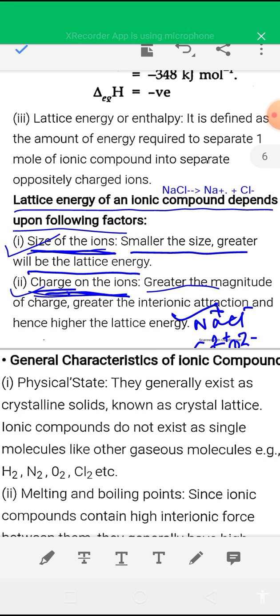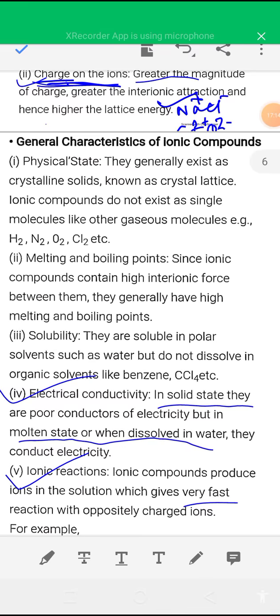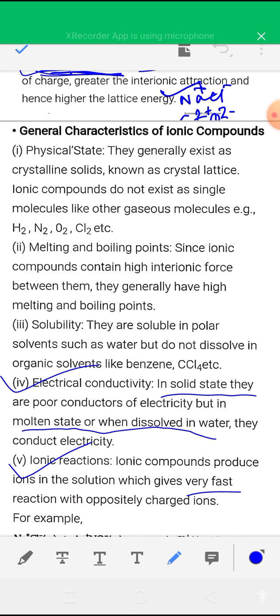Okay, now see characteristics of ionic compounds. We have already studied these points, these characteristics, you know that. So first one is physical state of ionic compound. They are generally solid in nature. And ionic compounds exist in solid state as oppositely charged ions, and there are very strong electrostatic forces of attraction between the opposite charges.